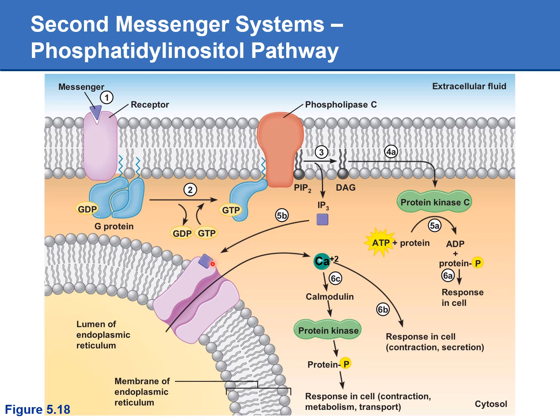IP3 will go over and open calcium channels in the smooth ER. We'll let calcium ions out into the cytoplasm. Calcium ions by themselves can cause a cell response, or they can bind to the protein called calmodulin, which will activate it. And then the calmodulin can turn on the protein kinase enzyme, which will then phosphorylate proteins, and then that can cause a cell response.